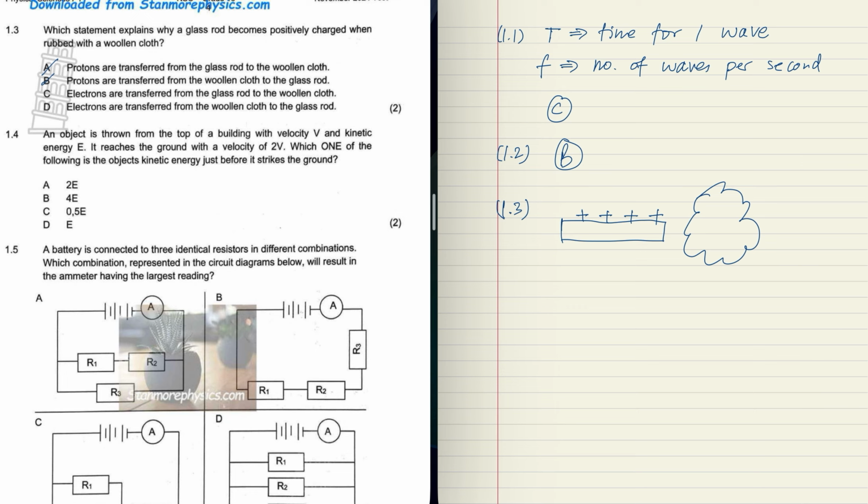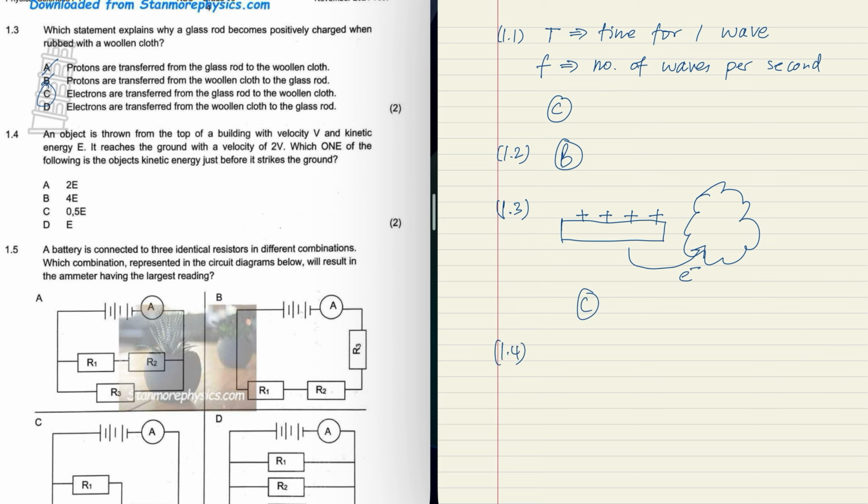Option C says electrons are transferred. Okay, so that first part is correct. From the glass rod to the woolen cloth. So that statement is actually correct, because if electrons are going this way, it means that the rod is going to be deficient in electrons, and that means it's going to have a positive charge. So simply put, when something loses electrons, like we are saying the glass rod did, it's going to have a positive charge. So the answer here is C.